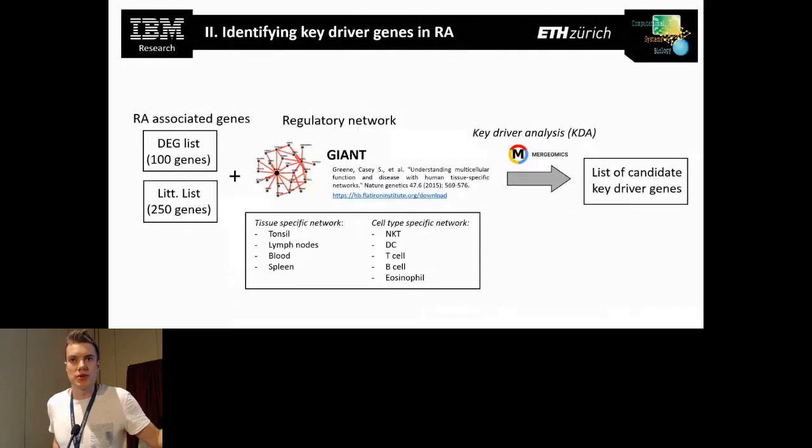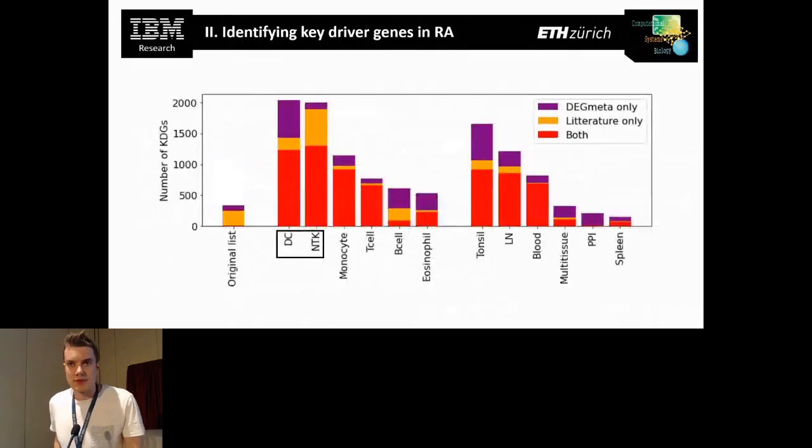And now what do we get? We get this. So let's spend some time on this plot. On the left, the original lists, these are the two initial lists that I had at the beginning, the differential expression list and the literature list. And you can see there is very low overlap between the two. But after I run the key driver analysis, the overlap becomes very significant, more than half in most of the cell types. This tells us that even though the original lists were quite different, the key drivers that were inferred are similar.